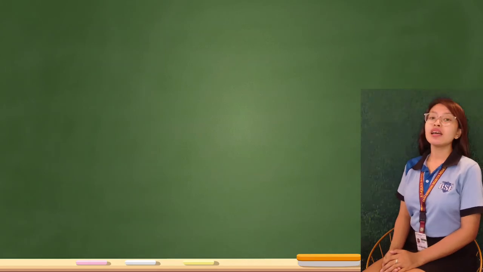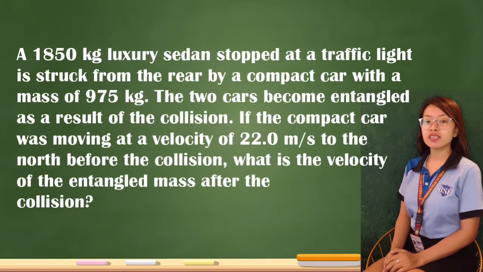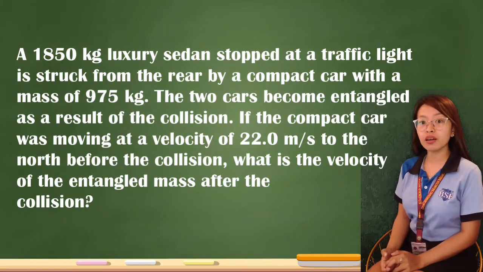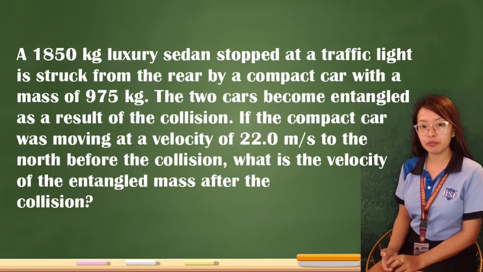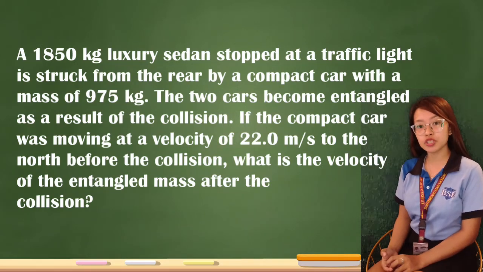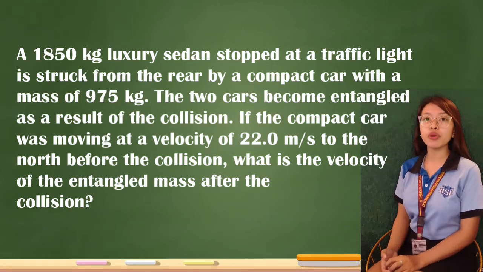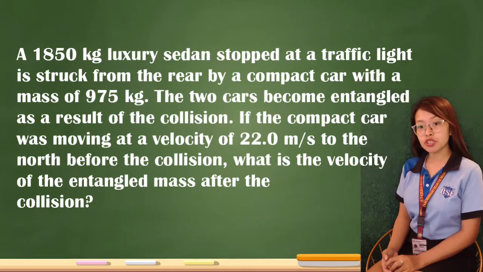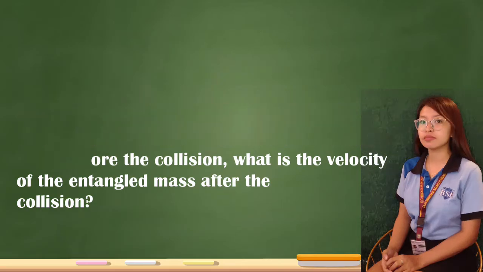For example, a 1,850 kg luxury sedan stopped at a traffic light is struck from the rear by a compact car with a mass of 975 kg. The two cars become entangled as a result of the collision. If the compact car was moving at a velocity of 22.0 meters per second to the north before the collision, what is the velocity of the entangled mass after the collision?